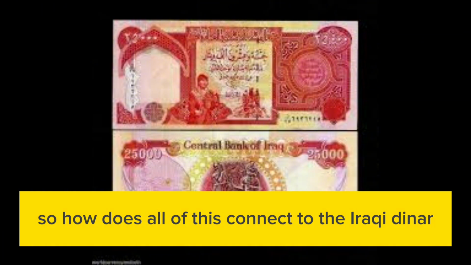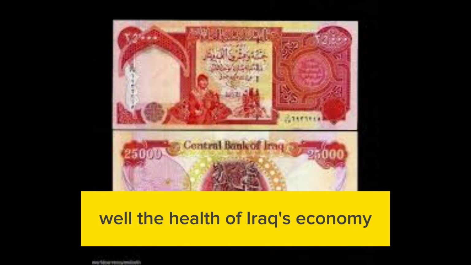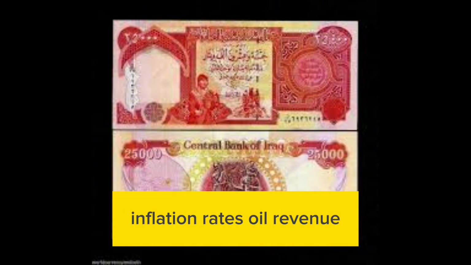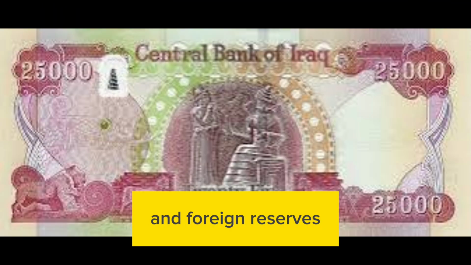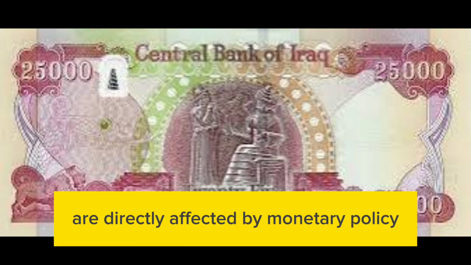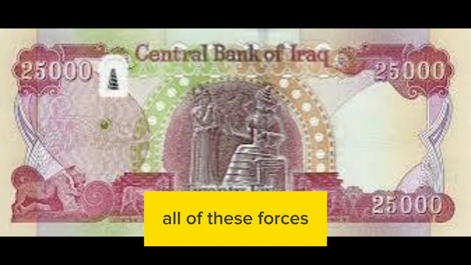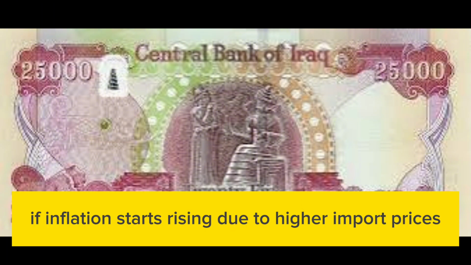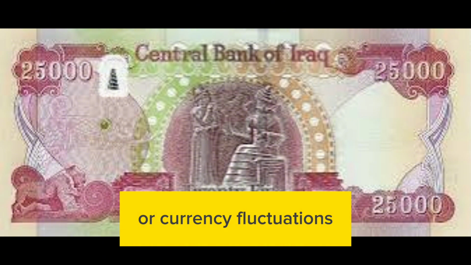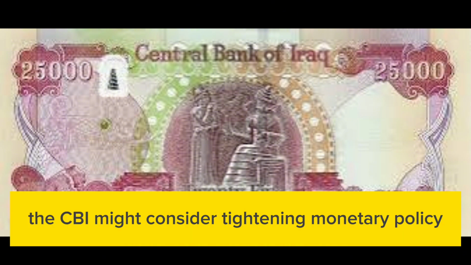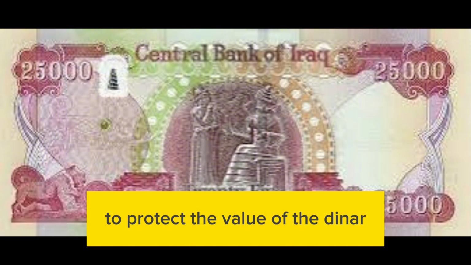So, how does all of this connect to the Iraqi dinar? Well, the health of Iraq's economy, inflation rates, oil revenue, and foreign reserves are directly affected by monetary policy. The Central Bank of Iraq must carefully balance all of these forces. For example, if inflation starts rising due to higher import prices or currency fluctuations, the CBI might consider tightening monetary policy to protect the value of the dinar.